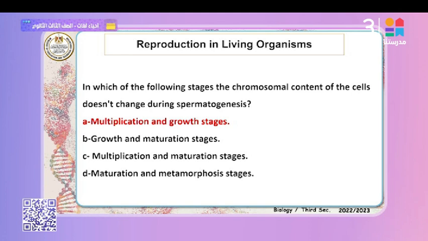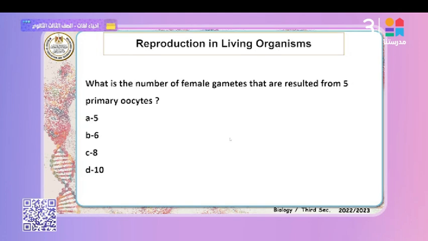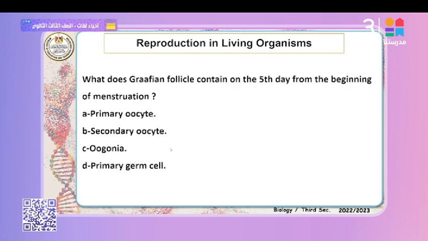That's right, okay? What is the number of female gametes resulting from 5 primary oocytes? Equal 5. Each primary oocyte gives 1 female gamete. That means A is the best answer. Another question: what does the Graafian follicle contain in the 5th day? It contains primary oocytes. Why? Because the ovulation process doesn't occur yet.